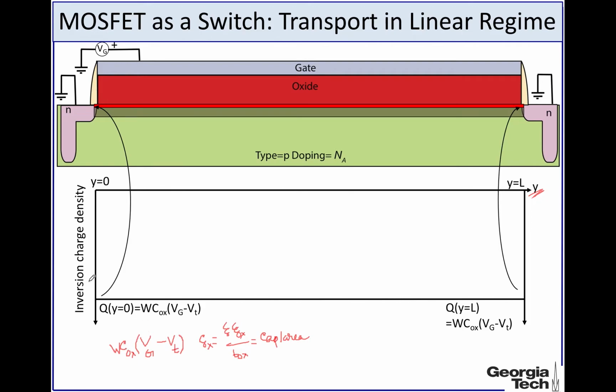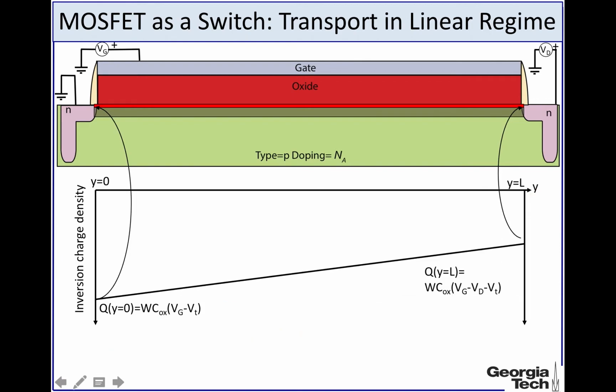Alright, so here we have said Q, the inversion charge density at y equals 0 at the source end, is equal to W multiplied with Cox, the gate capacitance, multiplied with Vg minus Vt. Now in this particular case where drain voltage is also 0, we have the same amount of inversion charge density at the drain end as well. Okay, so now let's see what happens when we apply a drain voltage.